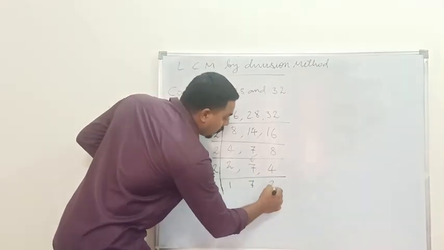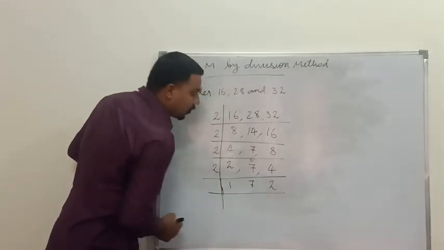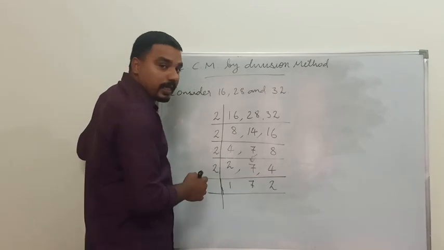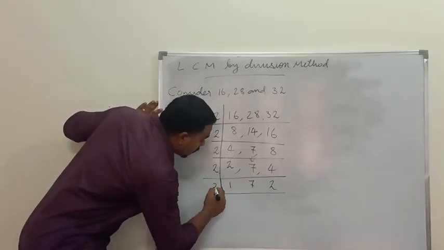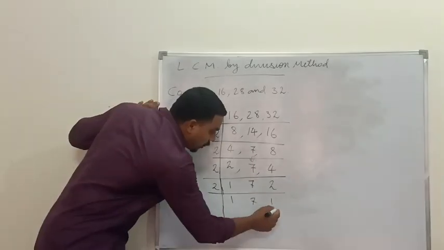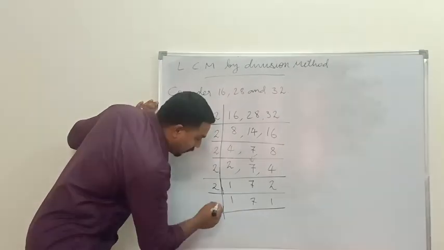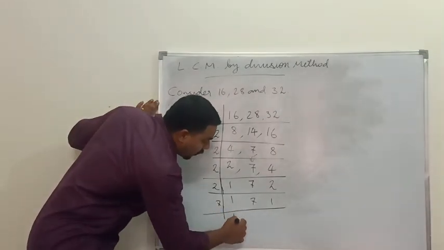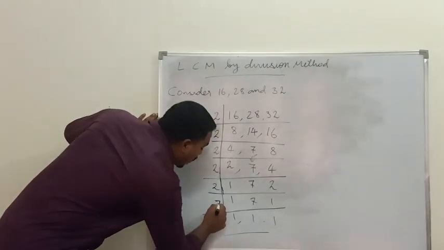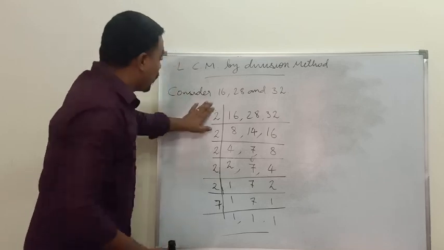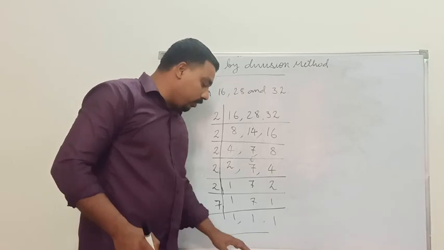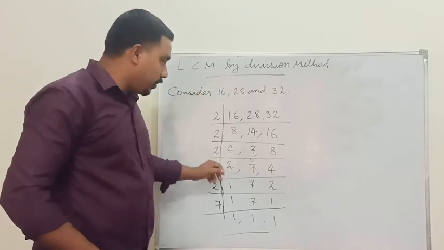Then here also 2. Either we can stop here, otherwise we have to continue till getting 1. That means 2, here it is 7, here it is 1, right? Next is the last one. We can stop it, but we will do it here 7, 1, 1, till getting 1. Okay? So this is completed. Now we have got this many prime factors. Now we need to multiply all these prime factors.